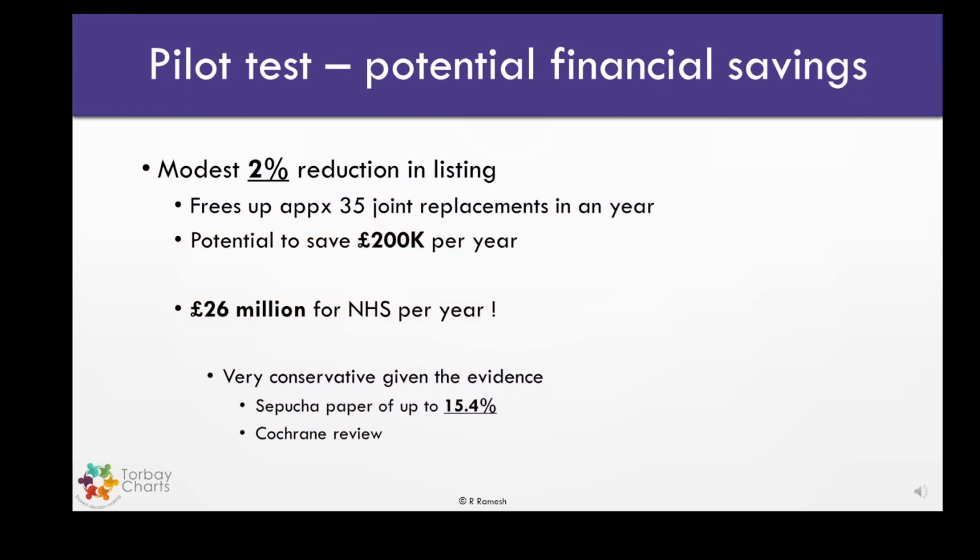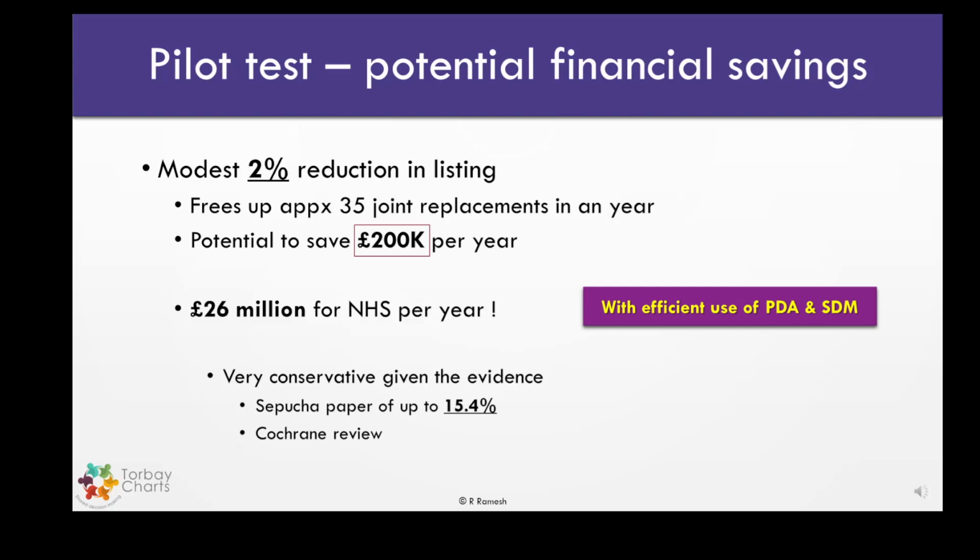On average, we see around 1,800 patients per year with both hip and knee pain. Our conversion rate to surgery fluctuates between 34% and 42%. If we were to consider a modest 2% sustained reduction in operations, we would be avoiding surgery in at least 35 patients year on year. This equates to a potential saving of at least £200,000 per year in our hospital alone. Translating this to the NJR figures, and with the use of an efficient PDA and SDM, one could potentially save at least £26 million per year for the NHS. This is a conservative estimate, as a much higher figure of surgery avoidance is quoted in published literature.